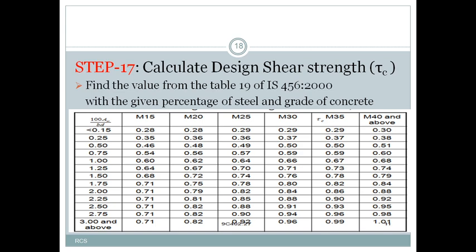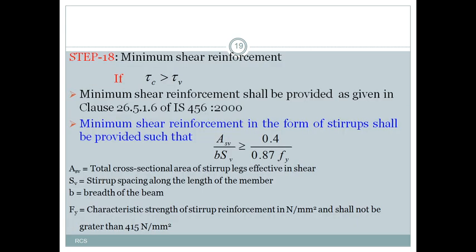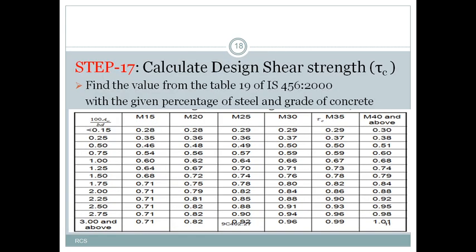Suppose your τv is less than τc, that is, the nominal shear stress is less than the design shear strength of the concrete, then we provide nominal shear reinforcement. In the second condition, if τc is less than τv, then definitely we go for design shear reinforcement. That's the reason why we have to calculate the design shear strength of the concrete. That can be calculated from Table 19 of IS 456:2000. This is based on the grade of concrete and the percentage of steel.